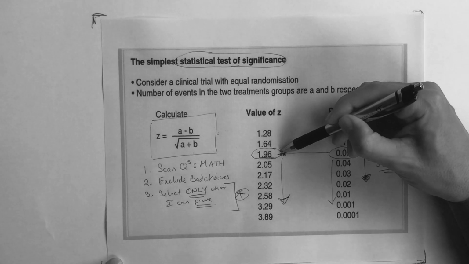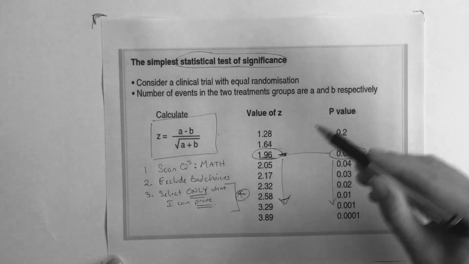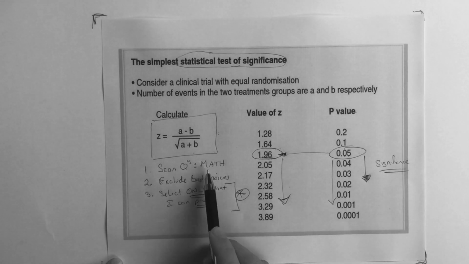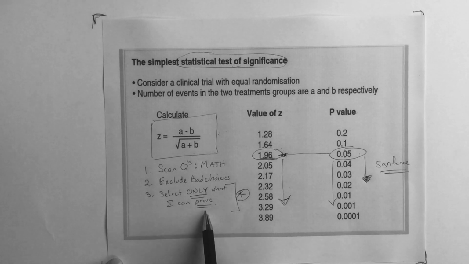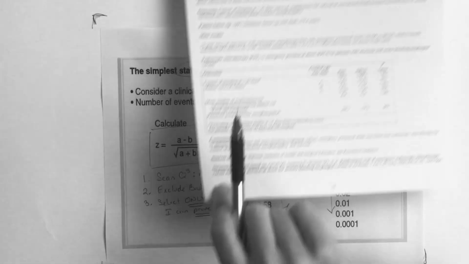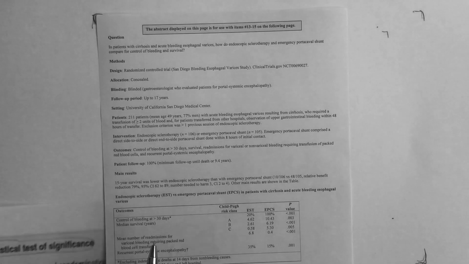We're looking for a score of 1.96 or greater. Use your calculator. Scan the questions first, look for math problems, exclude the bad choices, and select only what you can prove, okay? So here's the question that was taken.